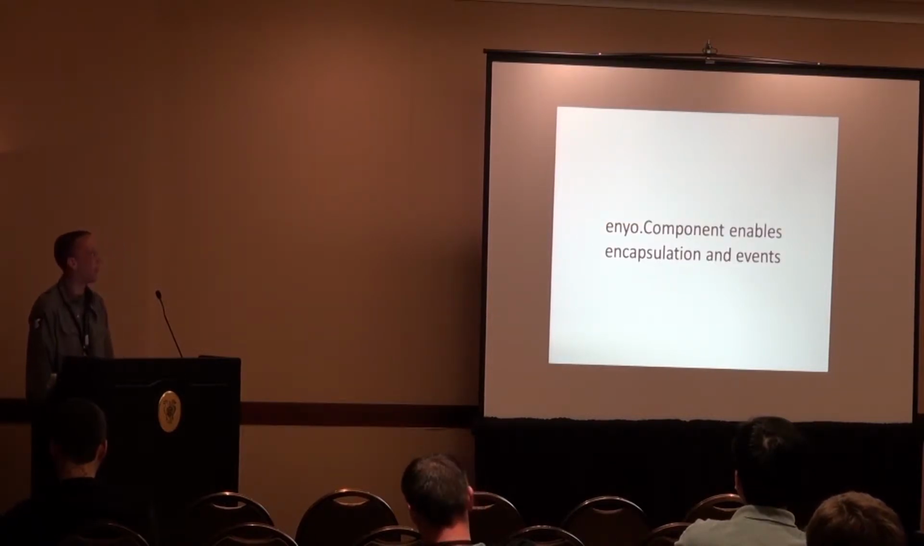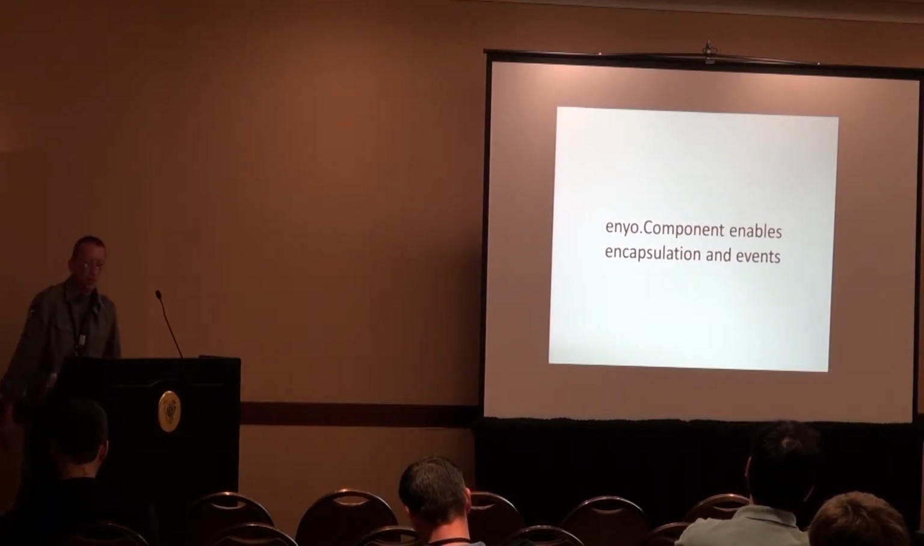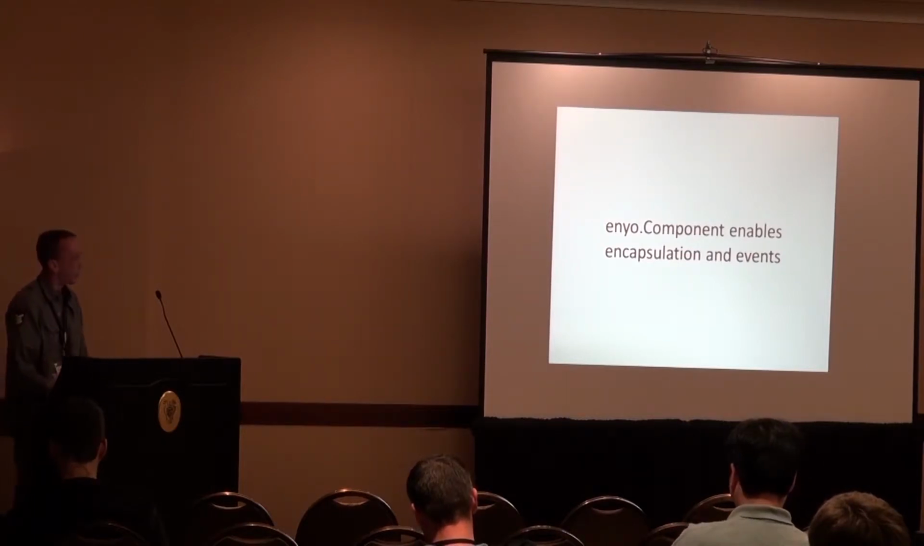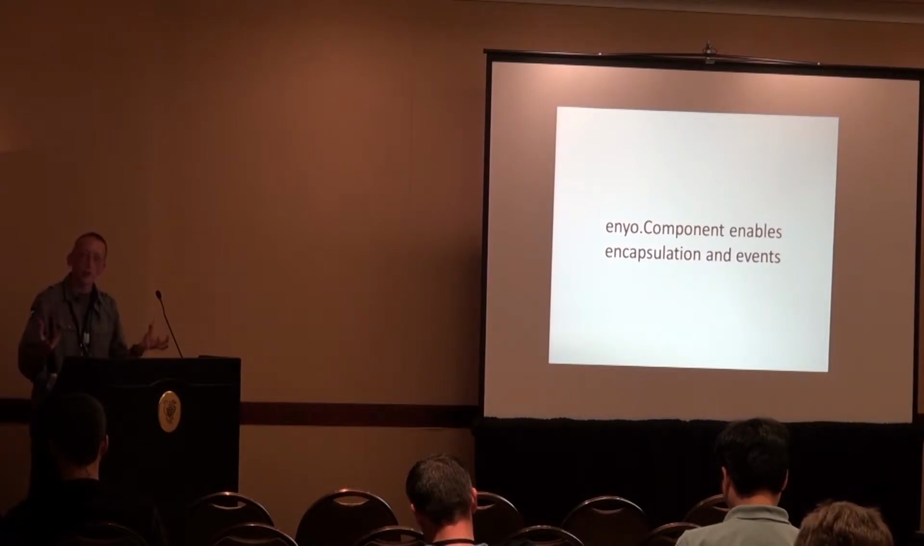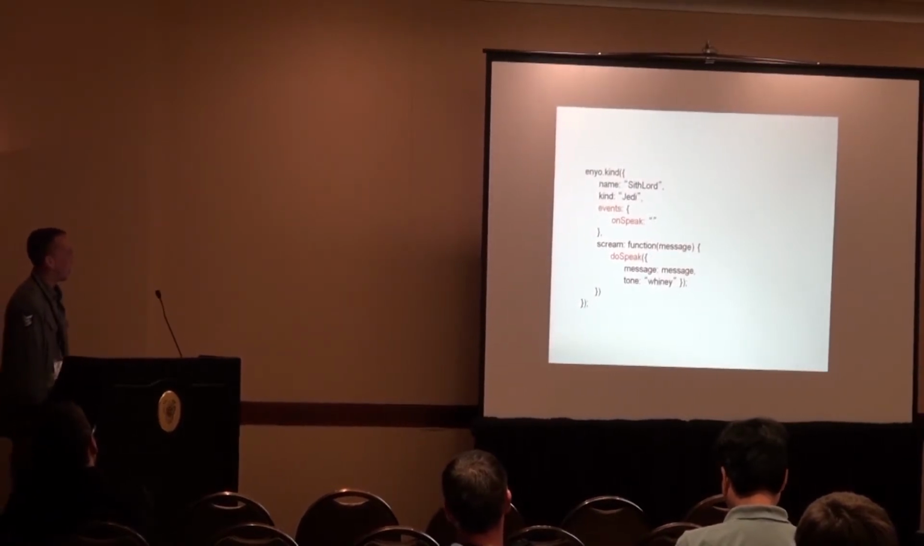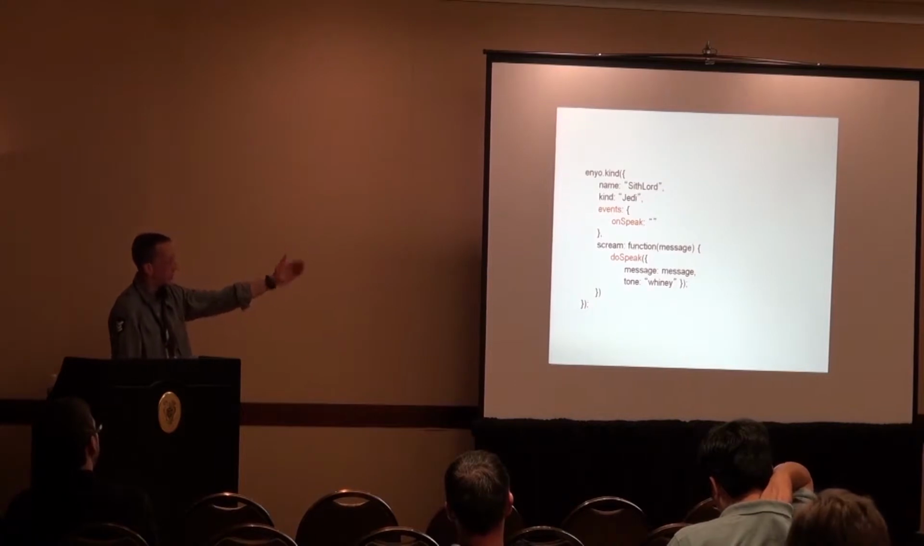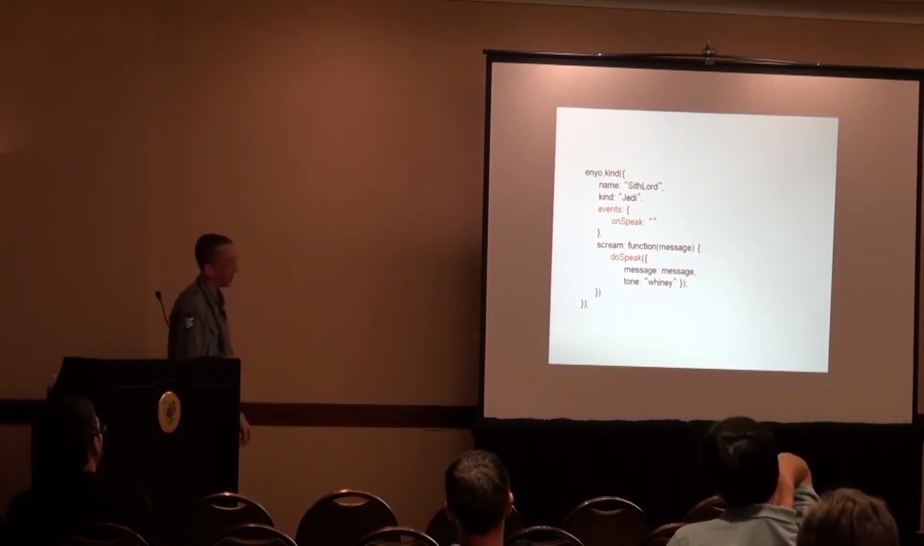Next up, one more level of complexity beyond object would be Enyo.component. And this is what enables us to encapsulate other components and provides our event system as well. So here's an example. I'm going to make this new kind called a Sith Lord that is extending Jedi. All right. And so this is how we do events.